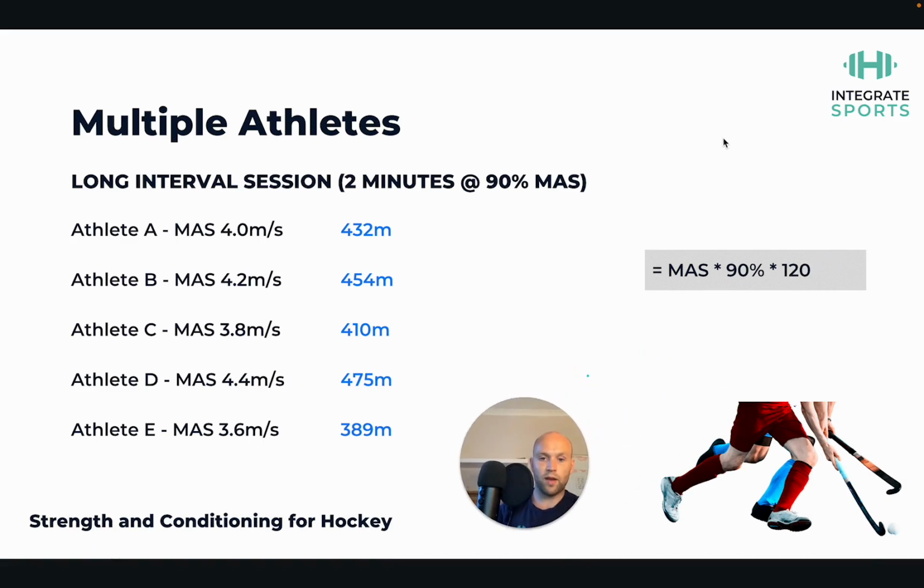And if you're then looking at multiple athletes, let's say we've got 5 athletes on a program, all the calculations are done for you within the mass calculator, so you can just plug the numbers in and it will prescribe multiple sessions for you, so don't worry about doing all of this yourself. But if we had a range here of, say, 4 to 4.4, 3.6, you would then have a range of different distances to aim for, and all the athletes would have a different individualized running distance that they're trying to achieve within that time frame of 2 minutes. And again, just to recap, that would be mass times 90% times 120 for this long interval session.